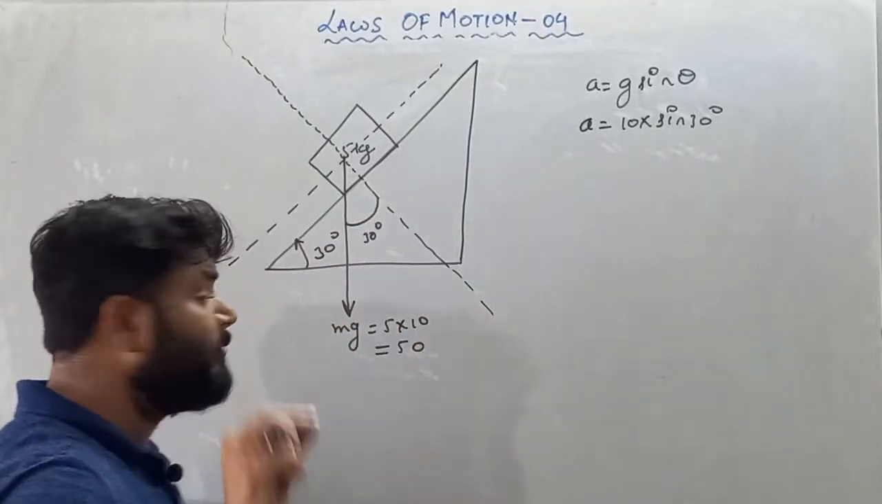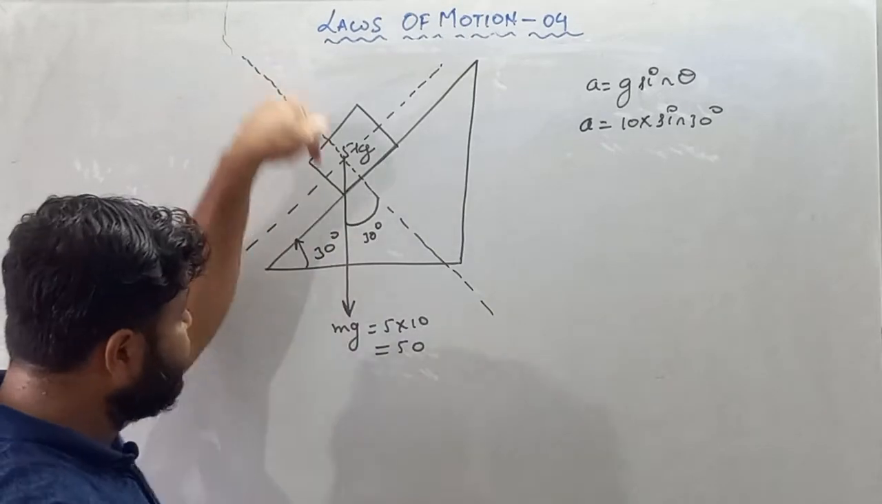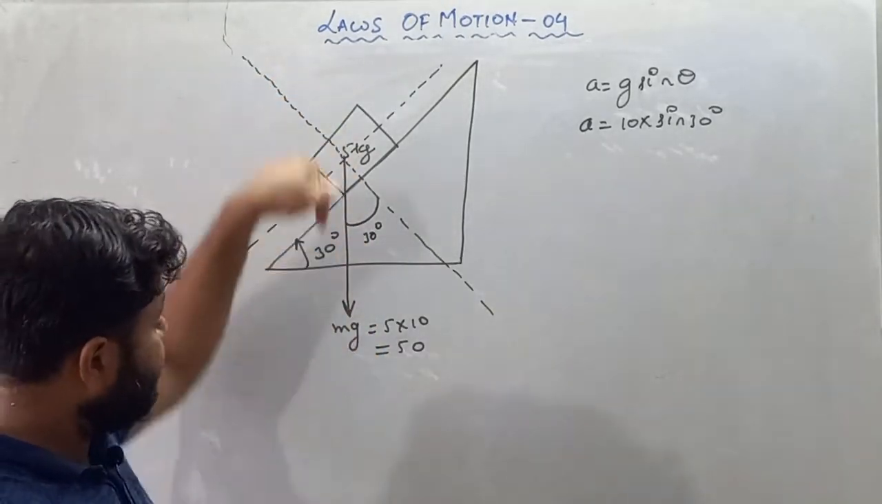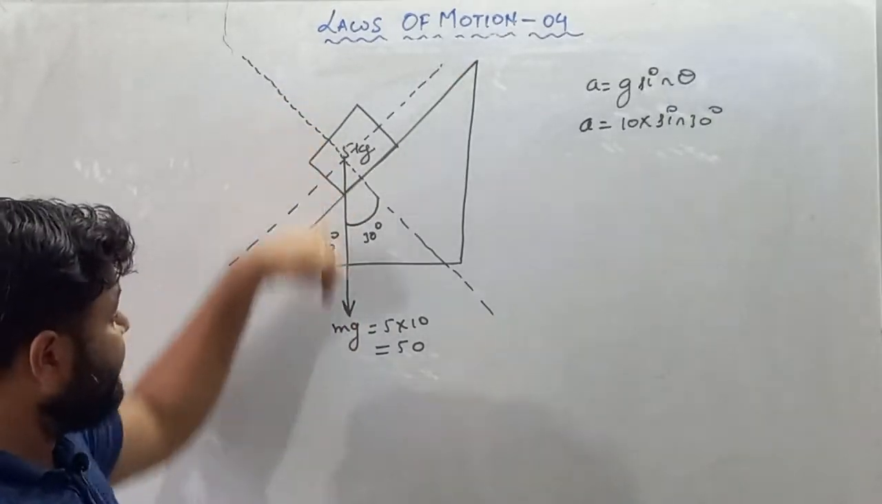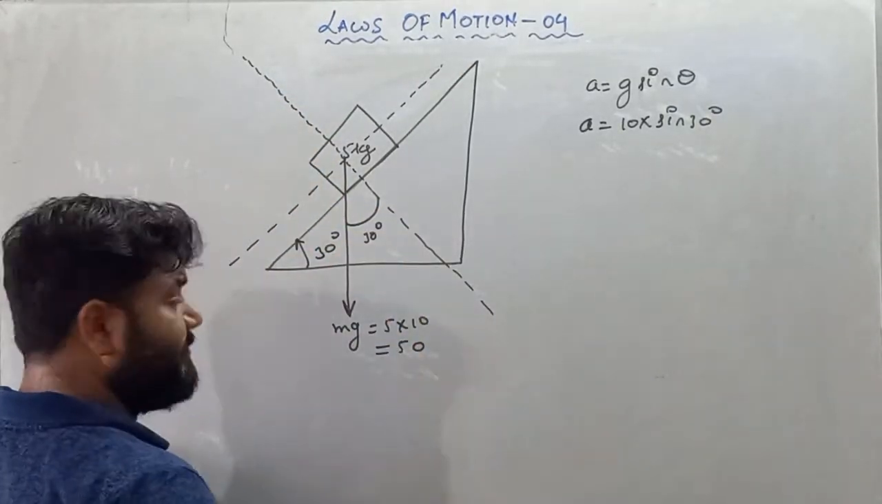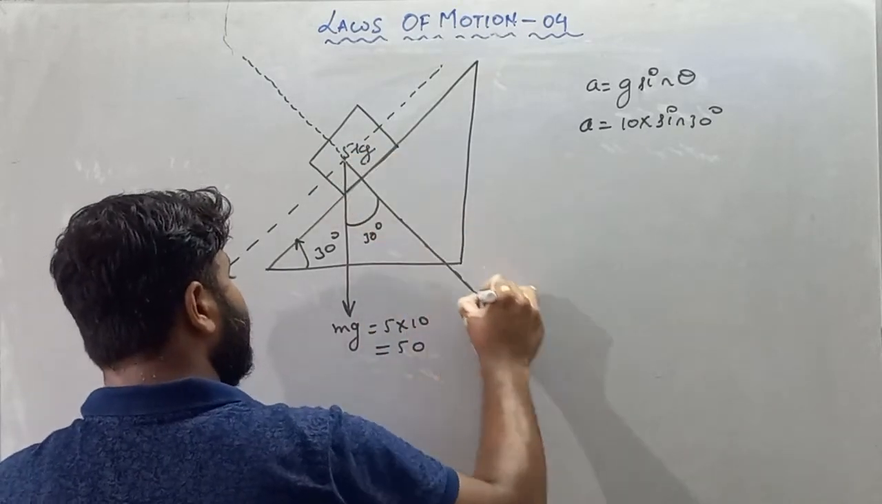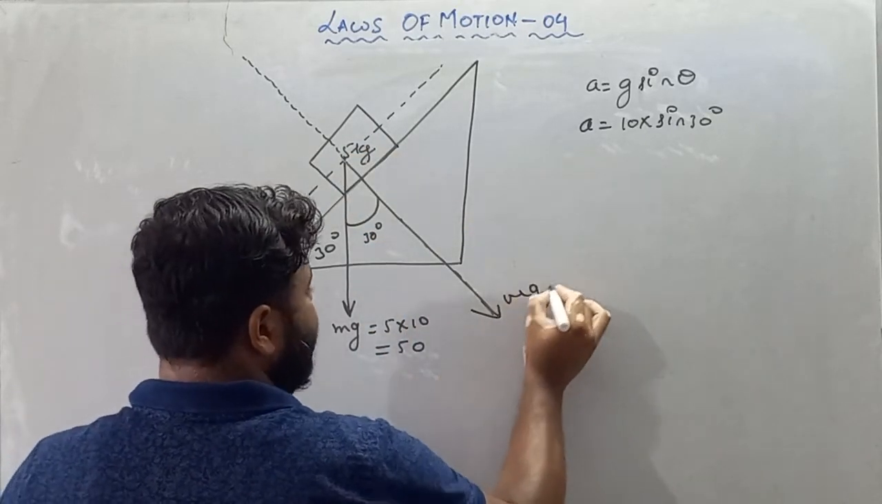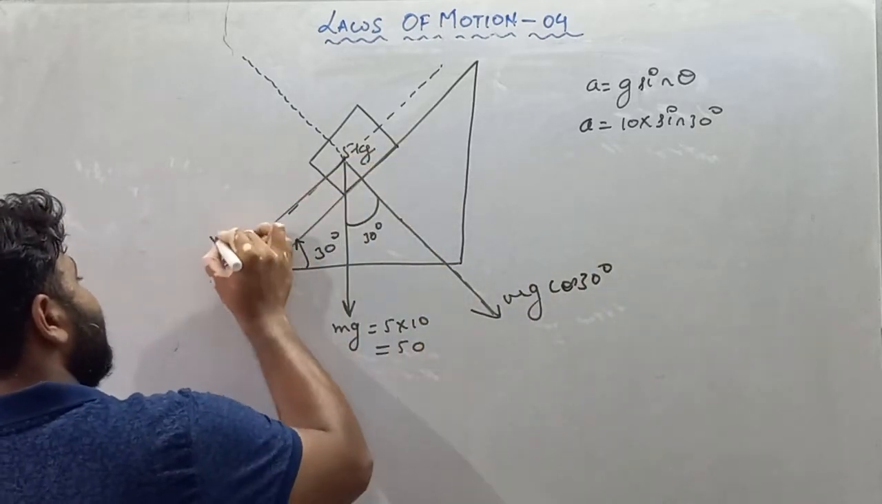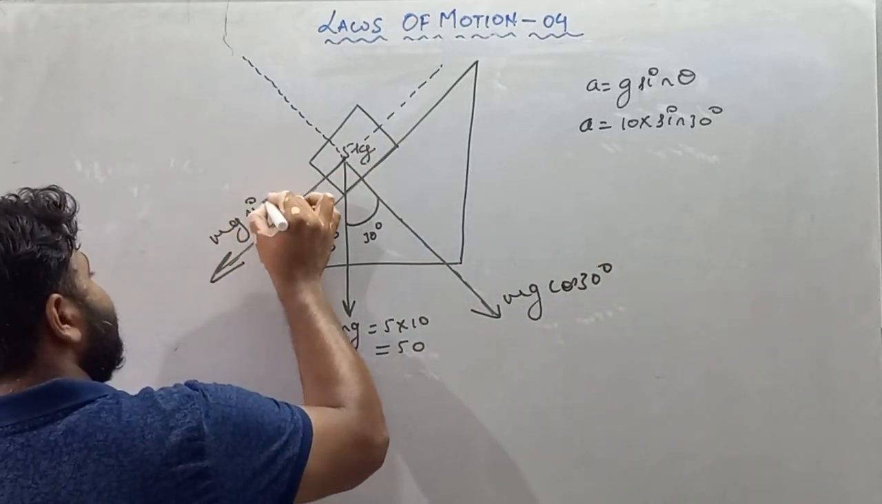Remember, this is a very important thing, that weight always acts vertically downward, my dear student. You have to make the weight FBD like this. So this angle is 30 degree. Let's split its component. One component comes this side. It is mg cos 30 and another component must be on this side. It is mg sine 30.